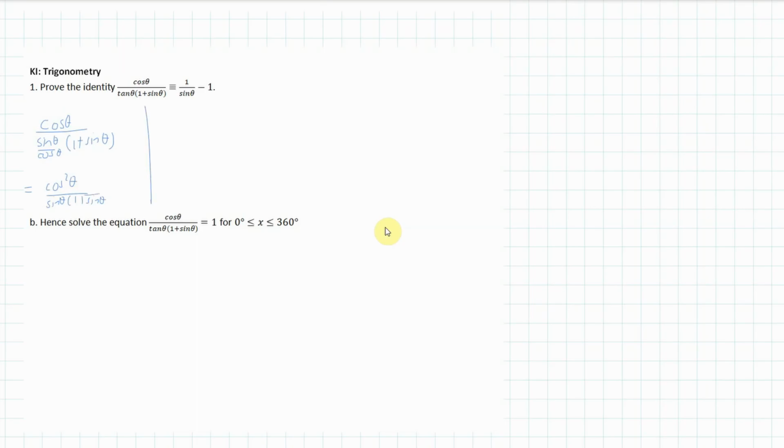So some of you might be like, oh, how did you do that? Well, we've got this divided by this fraction, so this one is like flipping and timesing. Remember your basic fractions rules there. So we got cosine squared theta, and I'm going to expand that bracket on the bottom to get sine theta plus sine squared theta.